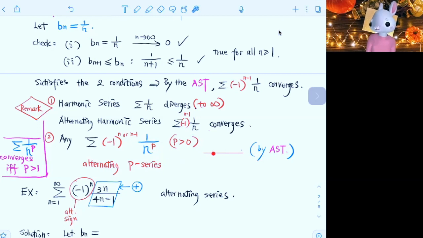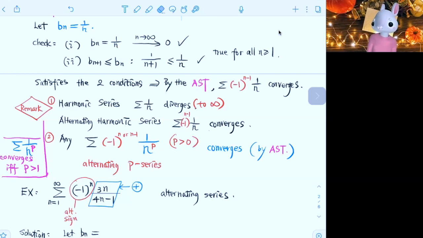And did you just say it converges? Yeah, it converges by the same reasoning. You just put that to the P power, over here and here. Okay, and it's going to check out these two conditions. So it satisfies these two conditions, so it converges by the alternating series test.